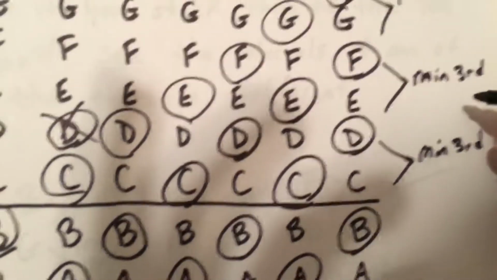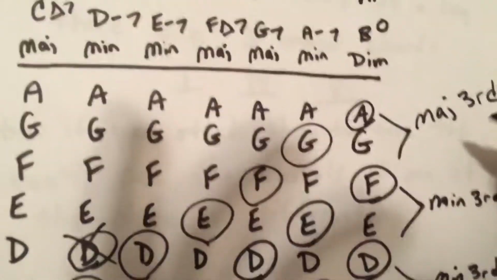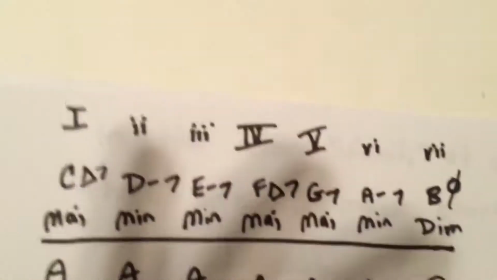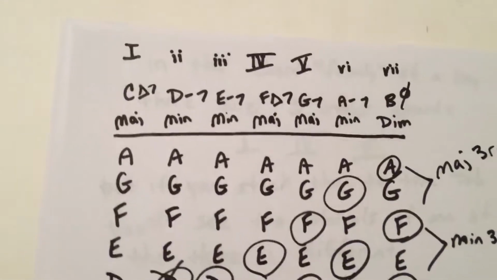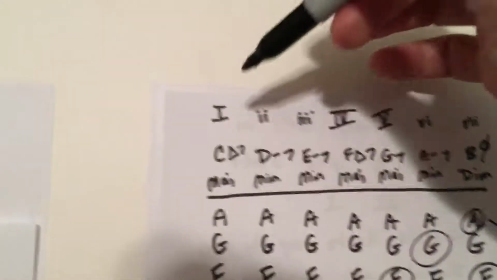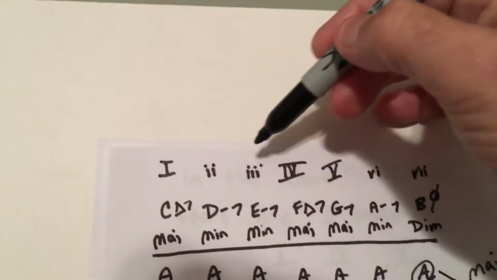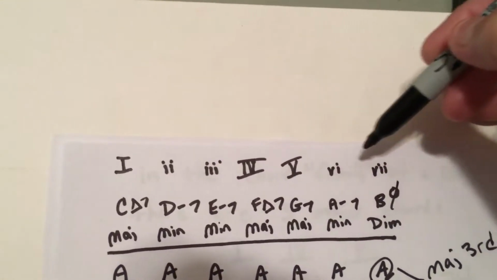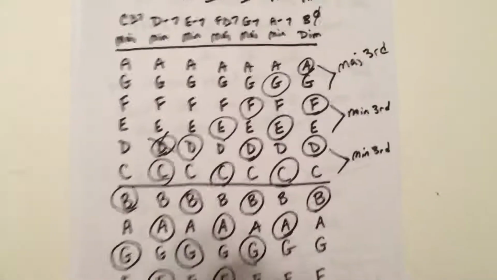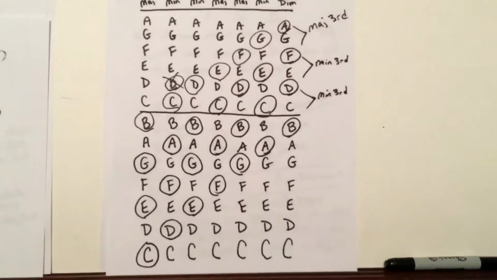So this chord would consist of a minor third and a major third, which would make it a half diminished chord. But we're not going to worry about that right now. We're not going to get that far in the weeds in this lesson. Okay, so again, the result is major, minor, minor, major, major, minor, and diminished in our chord sequence.